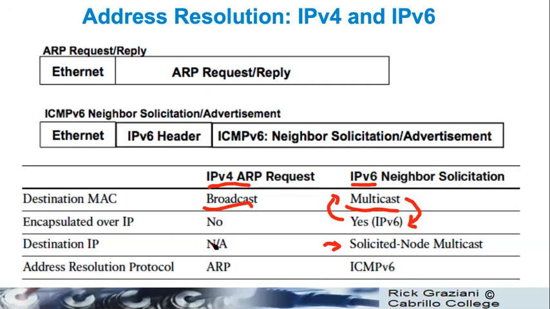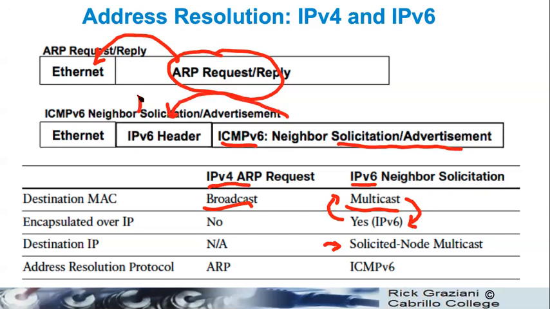In IPv4, as we can see, the ARP message is sent directly over Ethernet, whereas in IPv6 we use ICMPv6, a neighbor solicitation or neighbor advertisement message, which means it's carried over IPv6, and then that packet is carried over Ethernet.